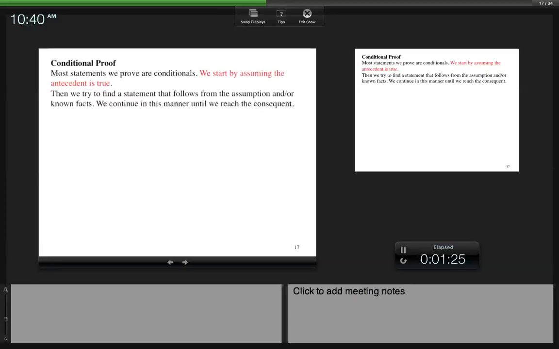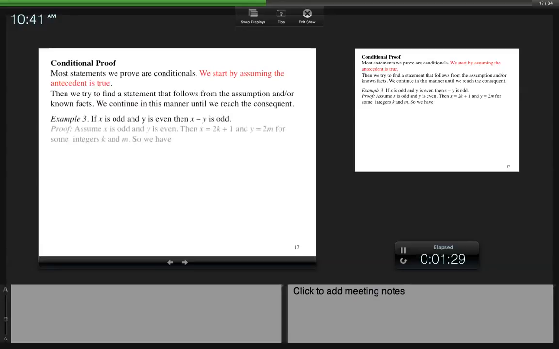So one of the techniques you can use to prove a conditional statement is true is to start by assuming that the antecedent is true.